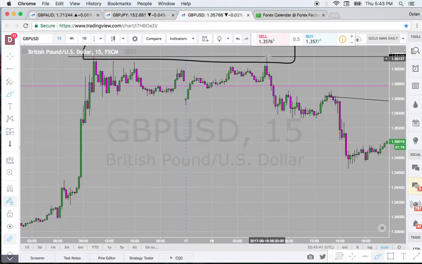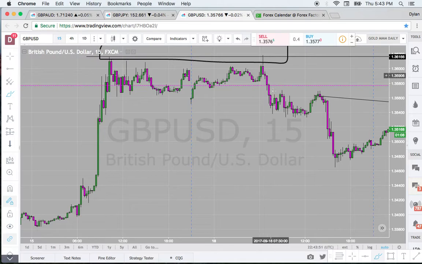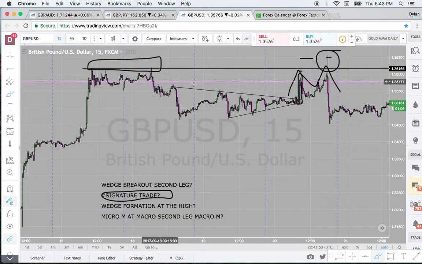But I imagine the spread was manipulated a bit as well to hit any orders, so probably about 3 to 5 pips above that high. But anyway, this was the macro M inside the micro M inside what we had our signature trade inside a wedge formation at the high.